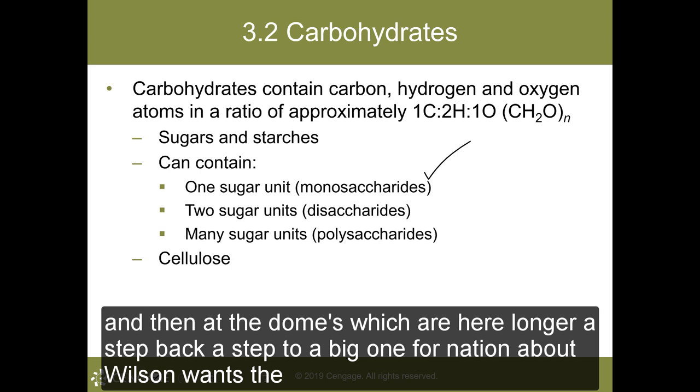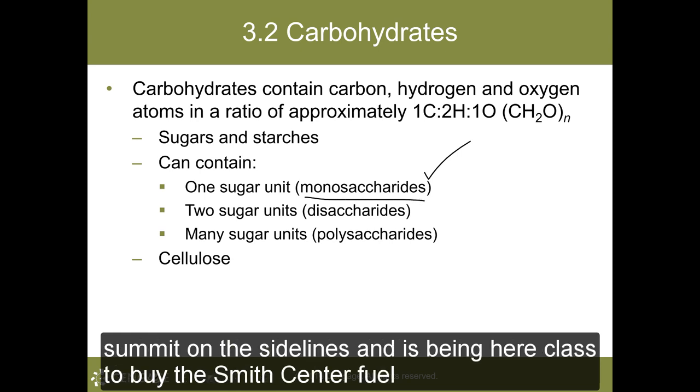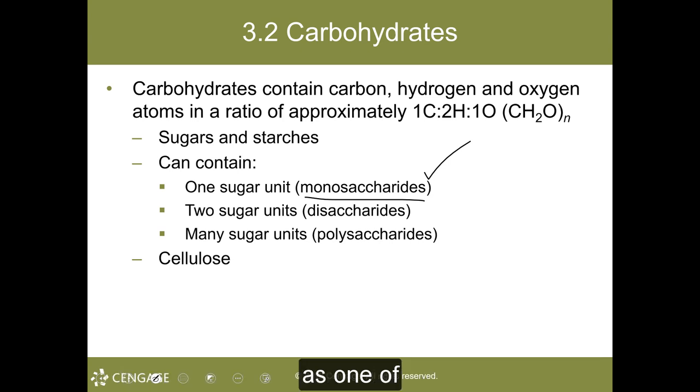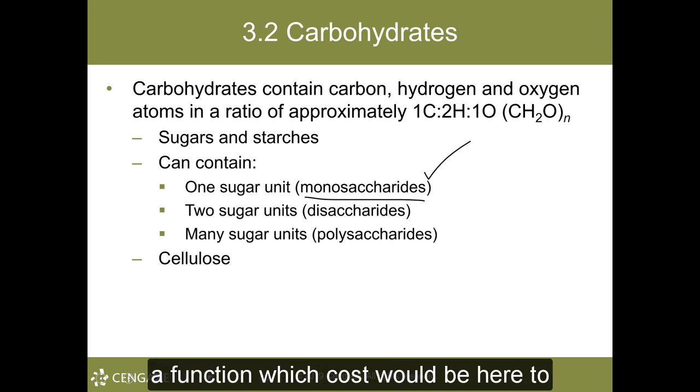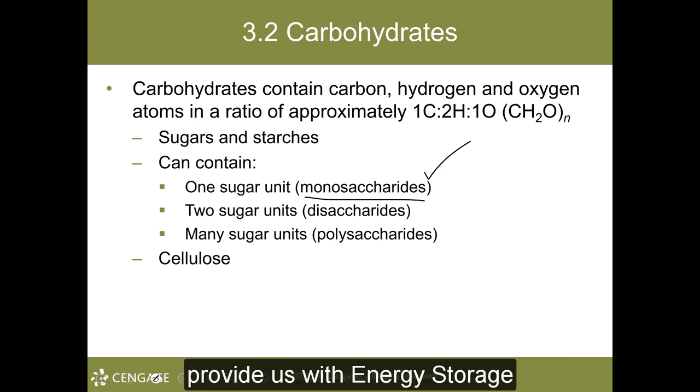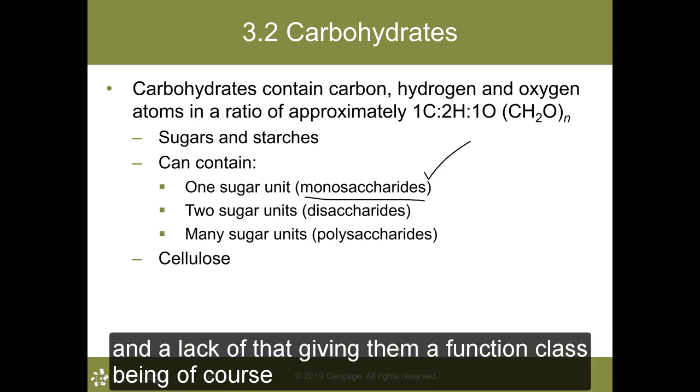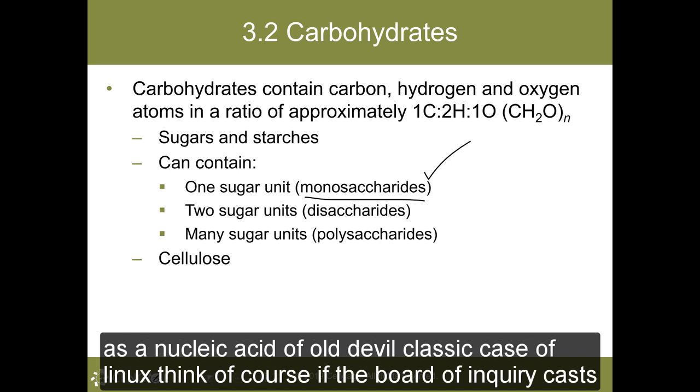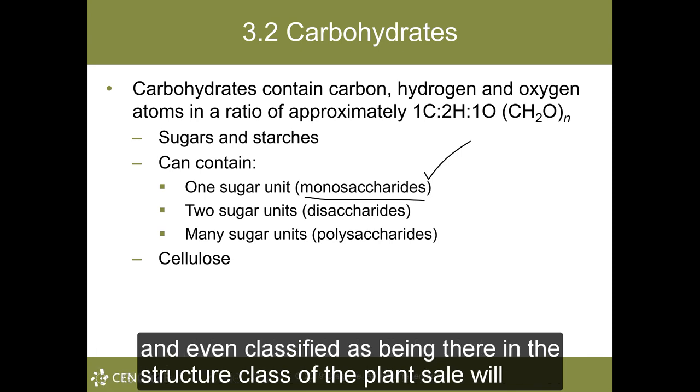And then after those, which are here, well, I'm going to step back. Let's get to a bit more information about the monosaccharides here. So when you think of the monosaccharides, think of them as being here, class, to provide us with cellular fuel. That's one function. Another function of which, class, would be here to provide us with energy storage. And I'll add to that, giving yet another function, class, being, of course, as a nucleic acid component. Definitely, class, in the case of ribose, being, of course, a component of nucleic acids. And even, class, you can find this being there in the structure, class, of the plant cell wall.